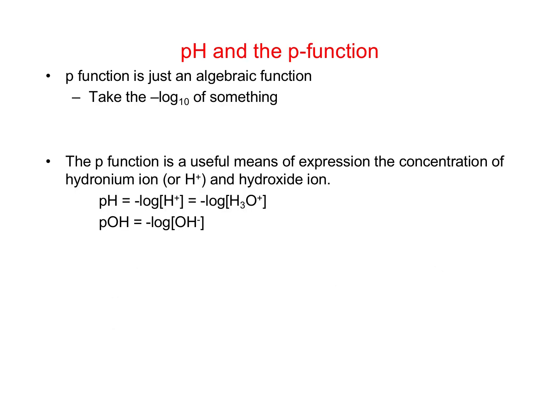All right, so I think most people are at least a little bit familiar with the concept of pH. But the p function is just an algebraic function, and we can apply the p function to anything. It just means take the negative log base 10 of something, whatever it is. And it's a useful way to express the concentration of hydronium or H+ ions. So the pH is just the negative log of the H+ concentration. Or more formally, as we talked about in the last video, we don't really have H+ in solution. We really have H3O+, but we often use the two interchangeably.